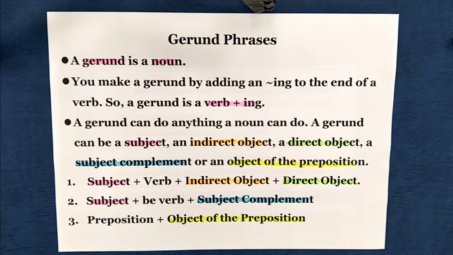What can a gerund do? A gerund can do anything a noun can do. A gerund can be a subject, an indirect object, a direct object, a subject complement, or an object of the preposition. You must remember our very basic English sentences are: 1. Subject plus verb plus indirect object plus direct object. 2. Subject plus be verb plus subject complement. And remember, after a preposition is the object of the preposition. The object of the preposition is a noun.